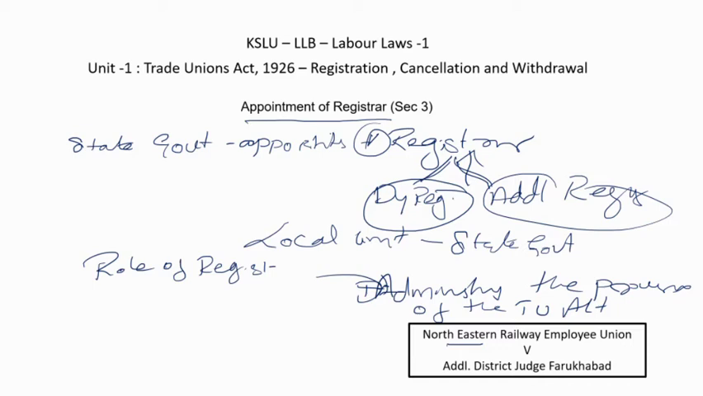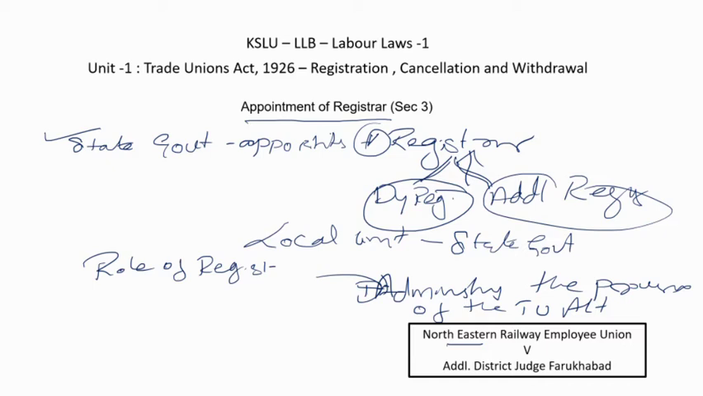This is all about the appointment of registrar. The registrars will be appointed by the state government, and the state government can appoint deputy registrars and additional registrars, any number based on the needs, and the local limits of each of the registrars will be set by the state government. The role of the registrar is to administer the provisions of the Trade Union Act, which was discussed in the Northeastern Railway Employee Union versus Additional District Judge Farrukhabad case.